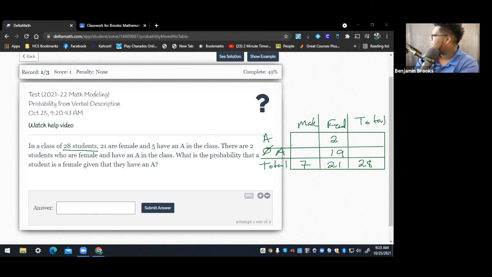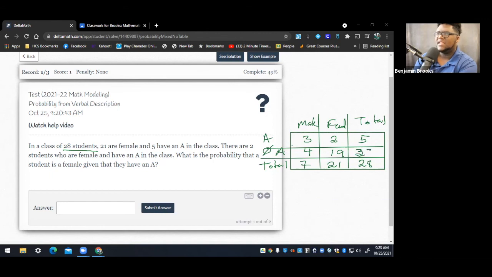21 are female and 5 have an A in this class. So there's 5 students that have an A in the class. So that must mean only 3 of the students are male that have an A in the class, because 3 plus 2 is 5. You'll see how I'm kind of working this backwards in a way. If there's 7 male students, that means there must be 4 that don't have an A, which if I add these 2 together, it could be 23.